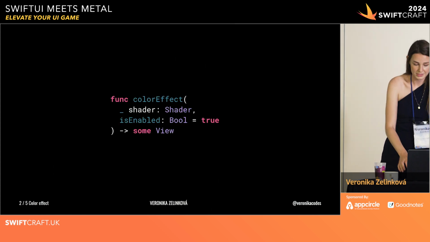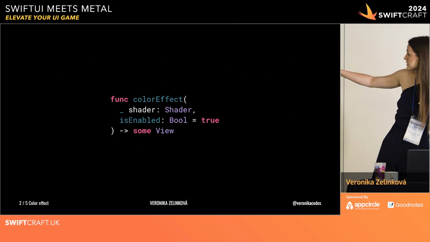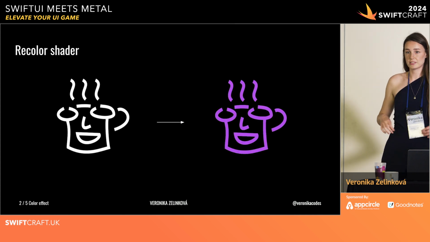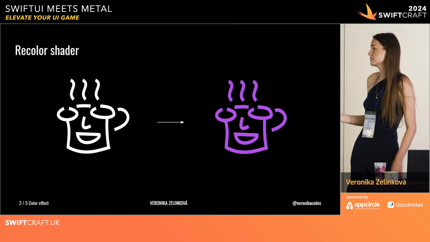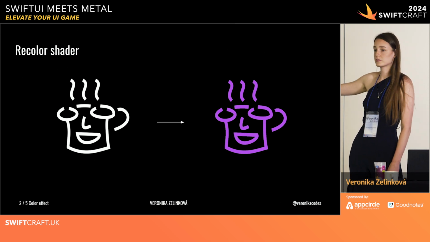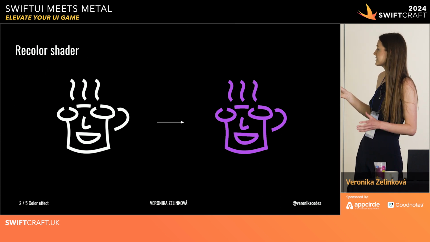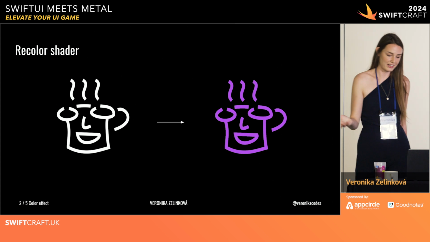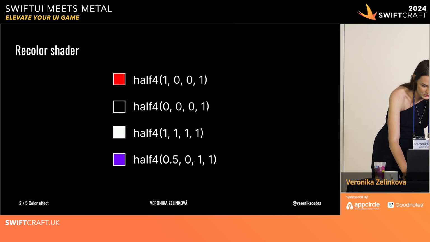So we call this view modifier. We will pass in the shader, and we can call it on some view. So let's try it on an example. We will write this recolor shader, and what we will do is take this CocoaHeads logo, which has a transparent background, and we will recolor all the non-transparent pixels with a different color. And I can already tell you how we are going to do it.